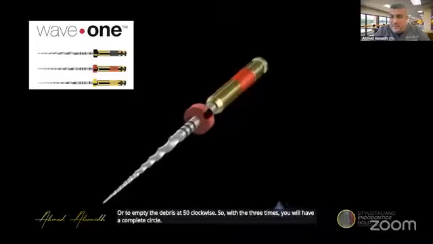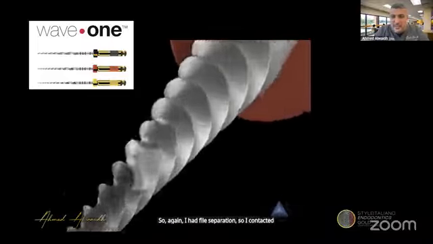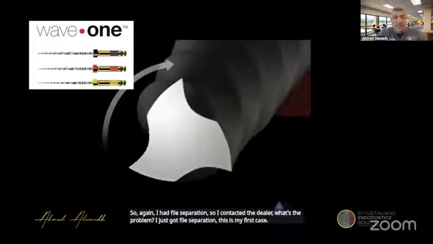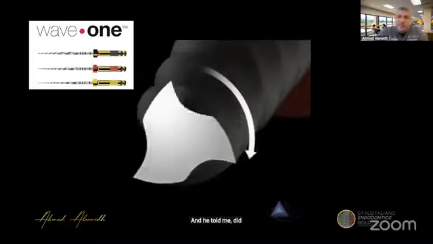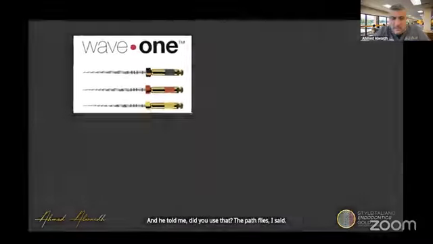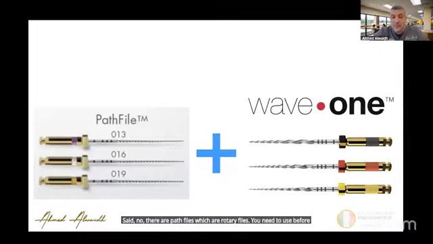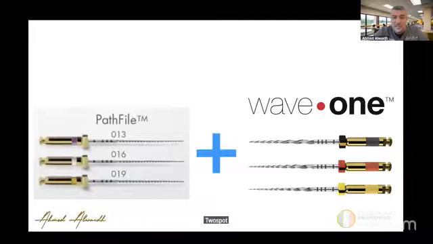So again, I had file separation. I contacted the dealer. What's the problem? I just got file separation. This is my first case. And he told me, did you use the path files? I said, what are the path files? He said, no, there are path files, which are rotary files you need to use before you use WaveOne. Those path files are sizes 13, 16, and 19, all taper 2. So it was not a single file endo, unfortunately.